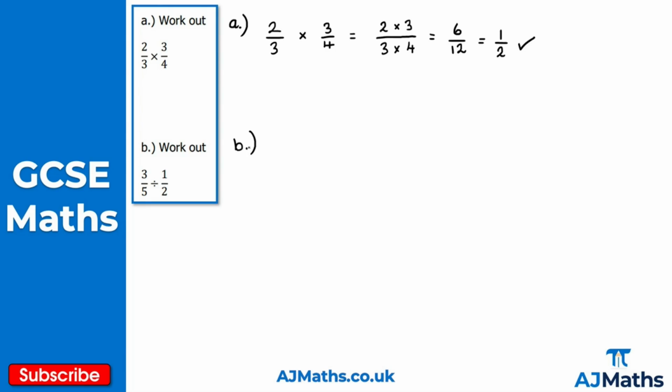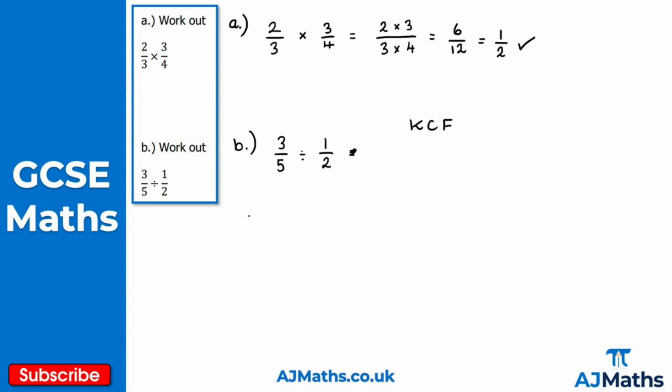For B now, we have to work out 3 over 5 divided by 1 over 2. So again, let's just start by writing down this division. So 3 over 5 divided by 1 over 2. So how do we do division of fractions here? Well, the way that I like to remember for division of fractions is K, C, F. Okay. This tells us that we keep the first fraction. So we keep the 3 over 5.